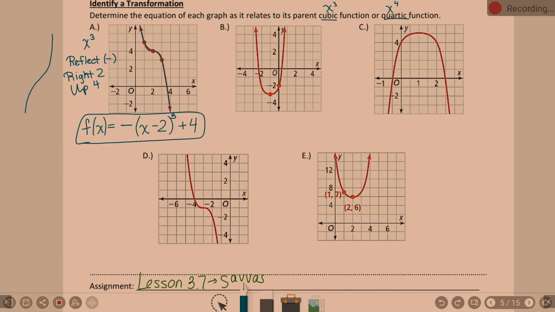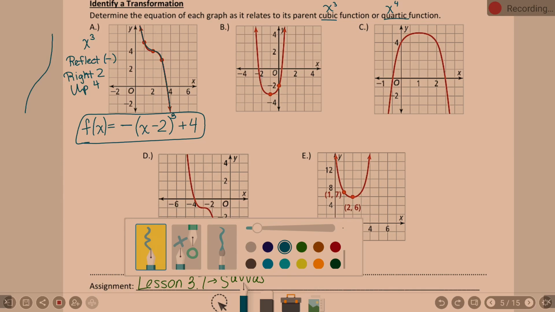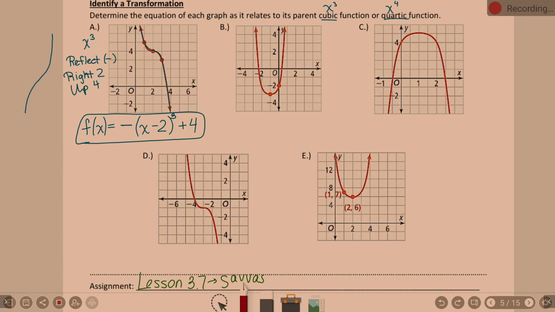Next one. Okay, on B. What's the various information you can put together here? Quartic. Okay, you guys agree that it's a quartic? It's an x to the fourth. It has that U shape. It's left 1, down 3.